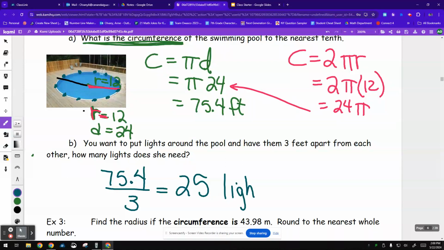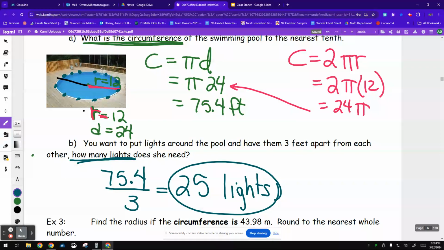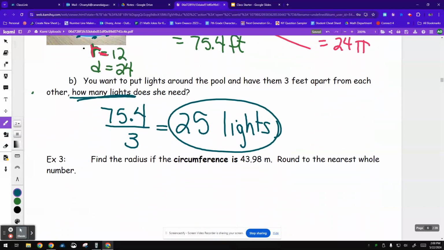Remember, the question asked how many lights, it didn't say how many feet or anything like that, so make sure you label correctly. Well, you could, but if you're thinking about it, and you're placing these, 0.1 is like a tiny bit, so I could switch 2 lights in there instead.